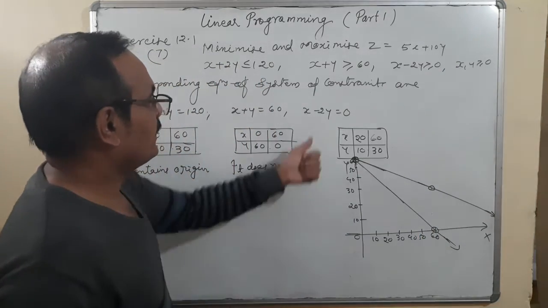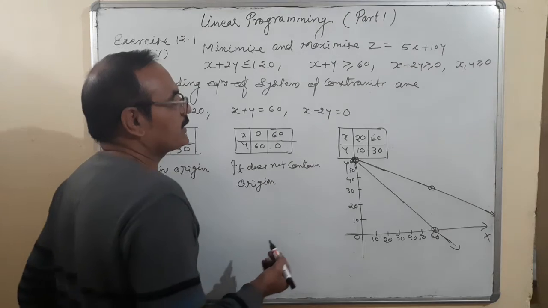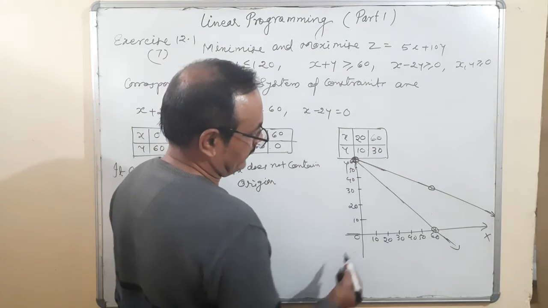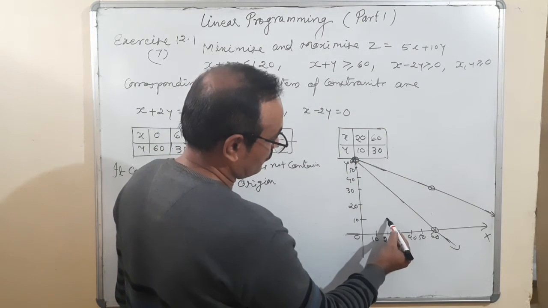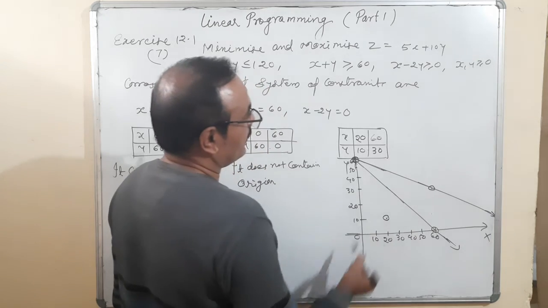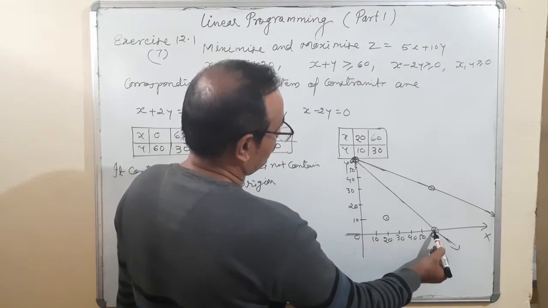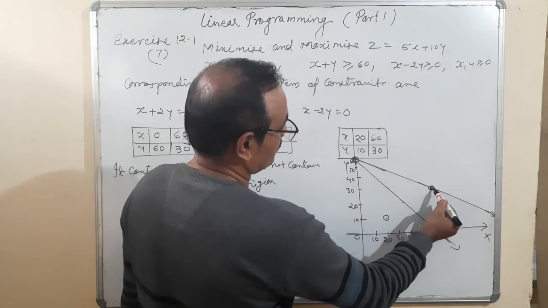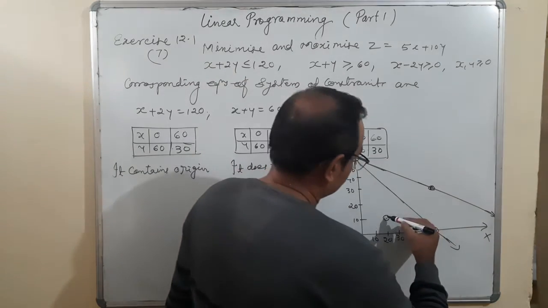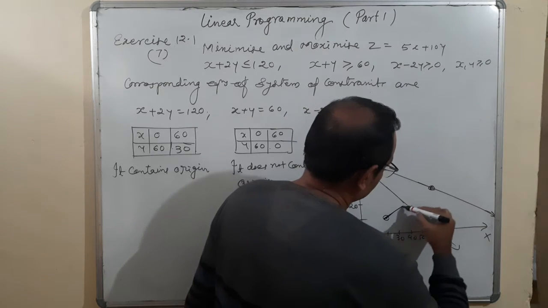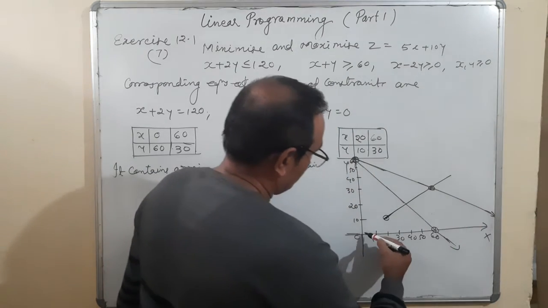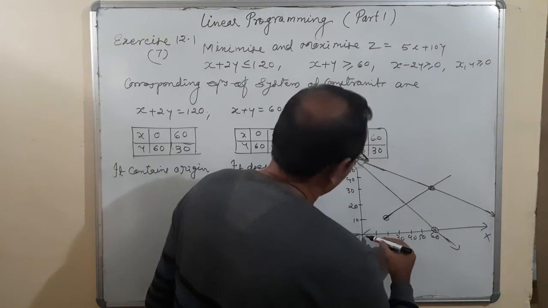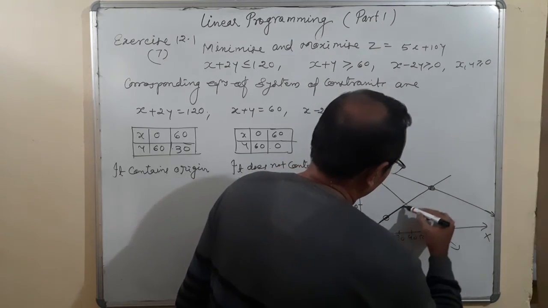The third one is x minus 2y. Let us see what the line is. At x equals 20, y equals 10, this is one point. And x is 60 and y is 30, this is the point. And by the way, it will definitely pass from here.